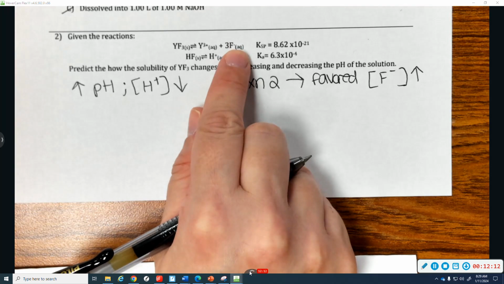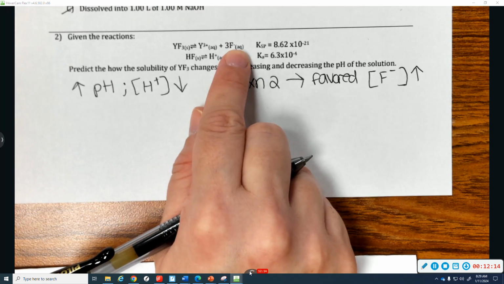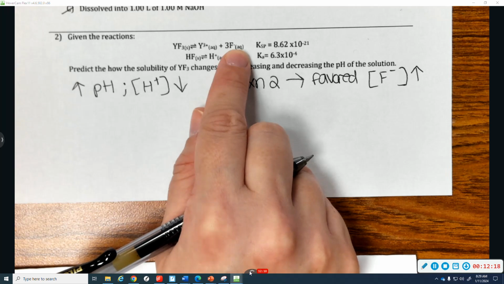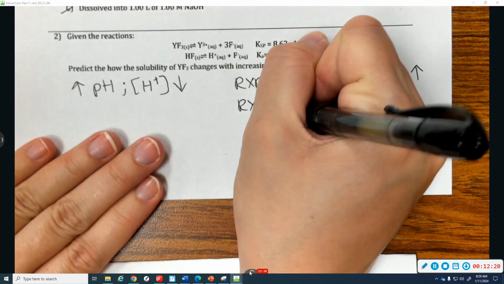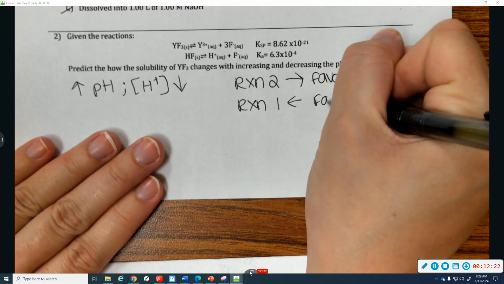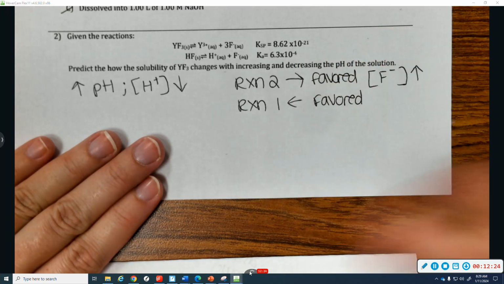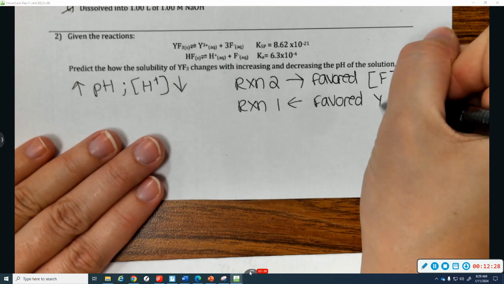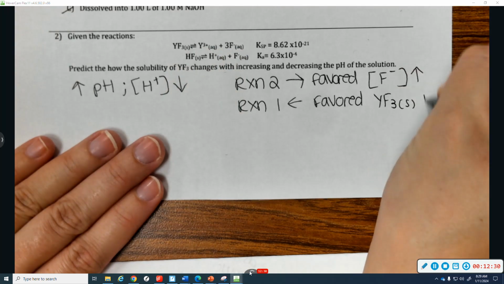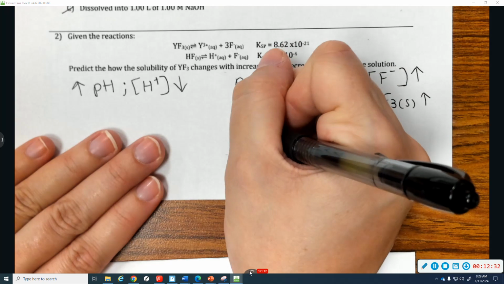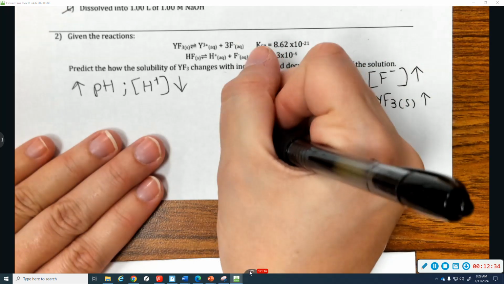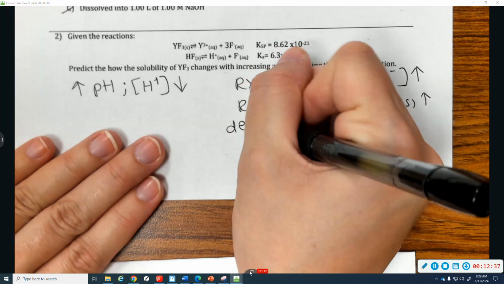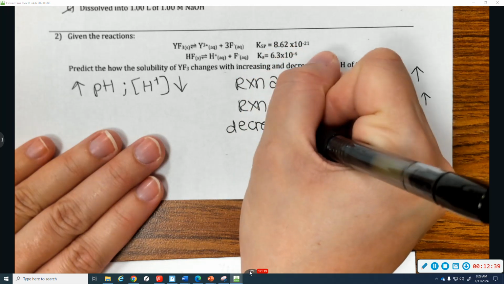If the amount of fluorine ions goes up, what does that do to reaction 1? That makes reaction 1 reverse favored, because you've added a product. If reaction 1 is reverse favored, then the amount of YF3 solid will increase. So if I make more solid, we would say that solubility decreases.